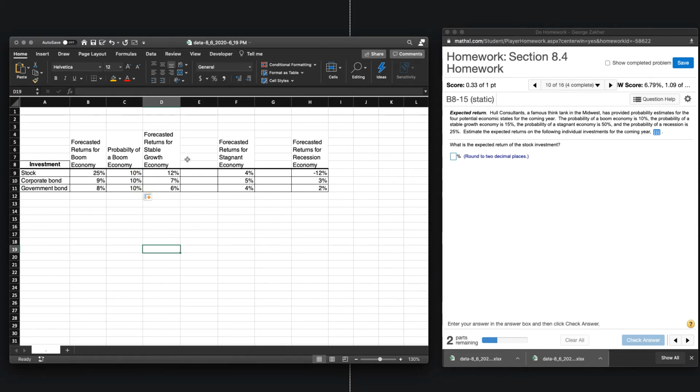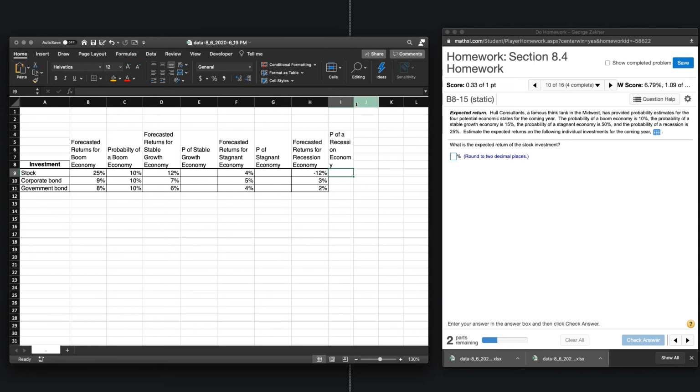Next, the stable growth. What is the probability of that? And I'll just write P of stable growth, okay? Stagnant. Okay, so it's the probability of a stagnant economy. And finally, what is the probability of a recession economy?